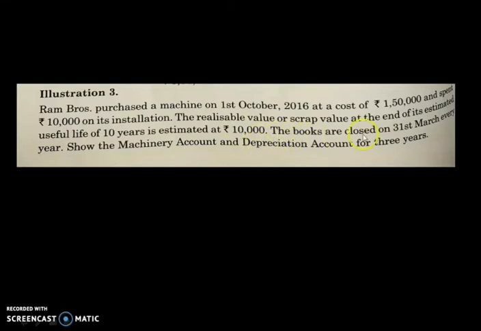Now, the books are closed on 31st March. So you purchase this machinery on 1st October 2016 and your financial year, that is every year you used to close your book or your financial year is 31st March. Show the machinery account and depreciation account for 3 years. So you are asked to prepare machinery account as well as depreciation account for 3 years. Now let us learn to prepare machinery account and depreciation account under SLM method, straight line method.